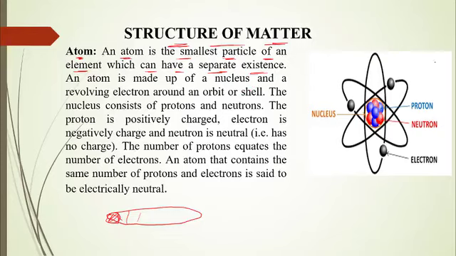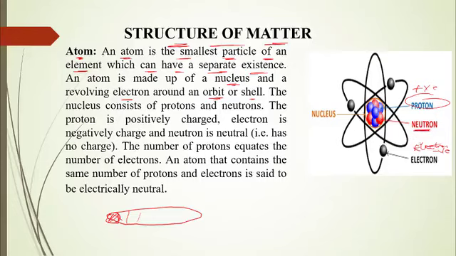Now, as you can see from the structure of an atom here, you would notice that an atom is made up of what we call a nucleus, and it has a revolving electron around an orbit or shell. In the structure of an atom, we have not just the nucleus, which is the center of the atom, but we also have protons, which are positively charged particles, and we have electrons at the outer shell, which are negatively charged particles. And of course, the neutrons possess no charges.